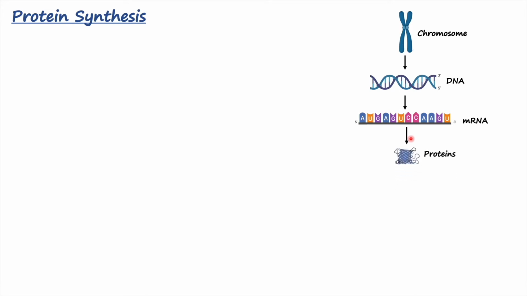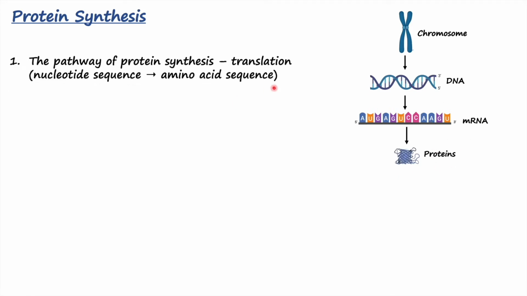So the pathway of this protein synthesis from mRNA is called translation, and it is called translation because it is very similar to translating something from one language to another. In this case we are actually translating the language of nucleotide sequence into the language of amino acid sequence, and then these amino acids are joined together by peptide bonds to form proteins.